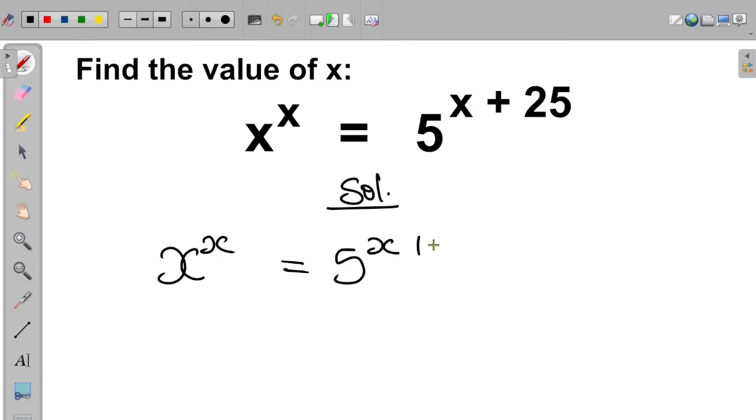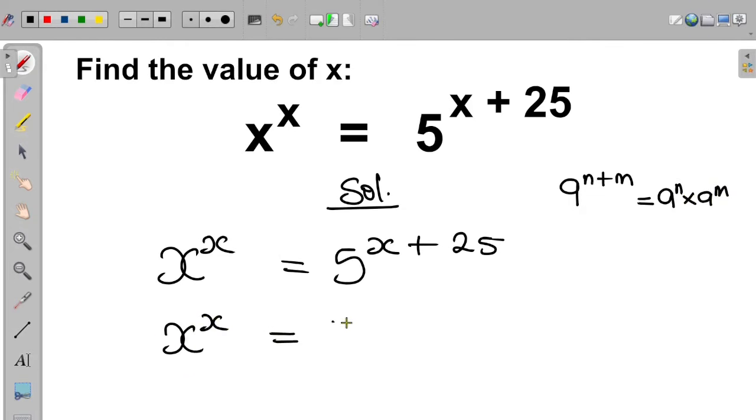x plus 25. So recall that from the multiplication law of indices, a to the power of n plus m is equal to a raised to the power of n times a raised to the power of m. So therefore, we have that x raised to the power of x is equal to 5 raised to the power of x times 5 raised to the power of 25.